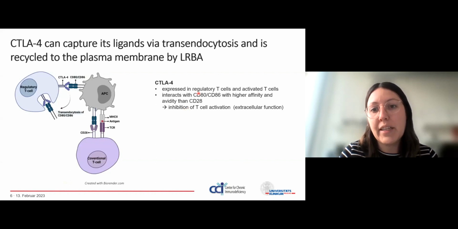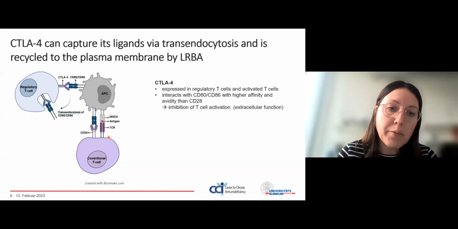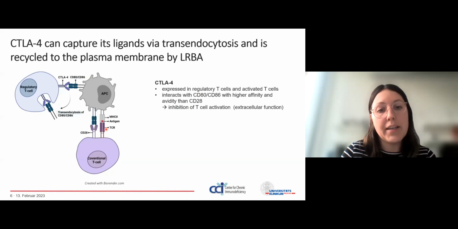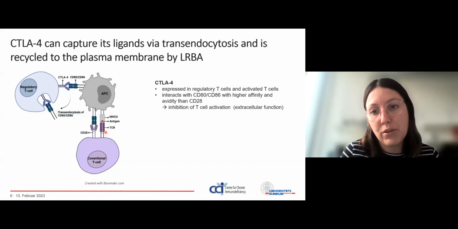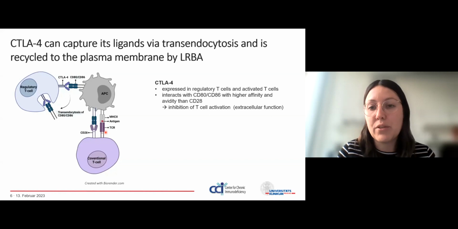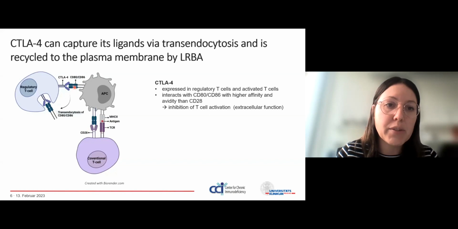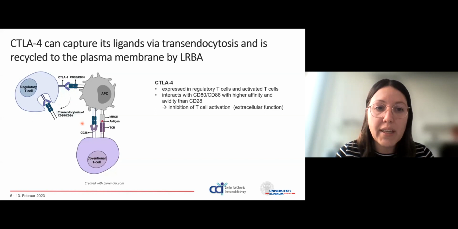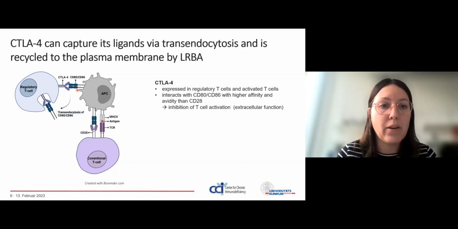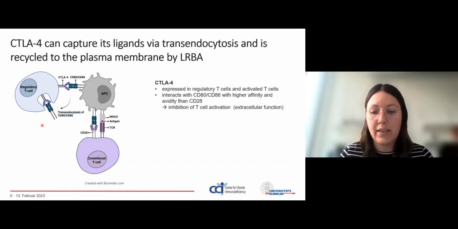CTLA4 is mainly expressed in regulatory T cells and activated T cells. It's located in the intracellular compartment, and after TCR stimulation, it is rapidly upregulated at the cell surface. Its main function is the inhibition of T cell activation and thus the inhibition of the immune response. One mechanism how it does so is by binding to CD80 and CD86 with a higher affinity and avidity than the co-stimulatory molecule CD28. It can not only bind to its ligands, it can also rip them out from the antigen-presenting cell and engulf them by a process called transendocytosis.